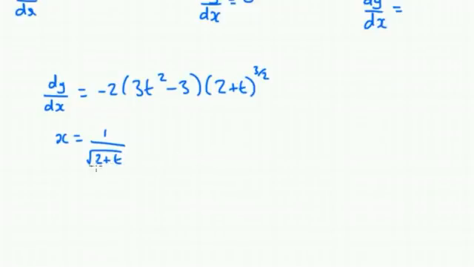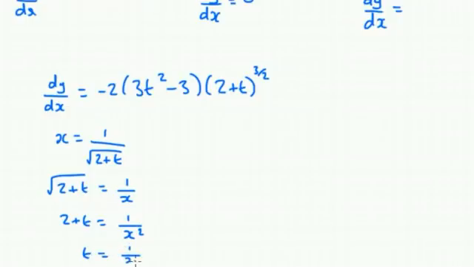What that means is that if we rearrange this, root 2 plus t is equal to 1 over x. So 2 plus t is equal to 1 over x squared, and t is equal to 1 over x squared take 2. So we can say now that dy by dx is equal to, and I'm going to swap t for 1 over x squared take 2.